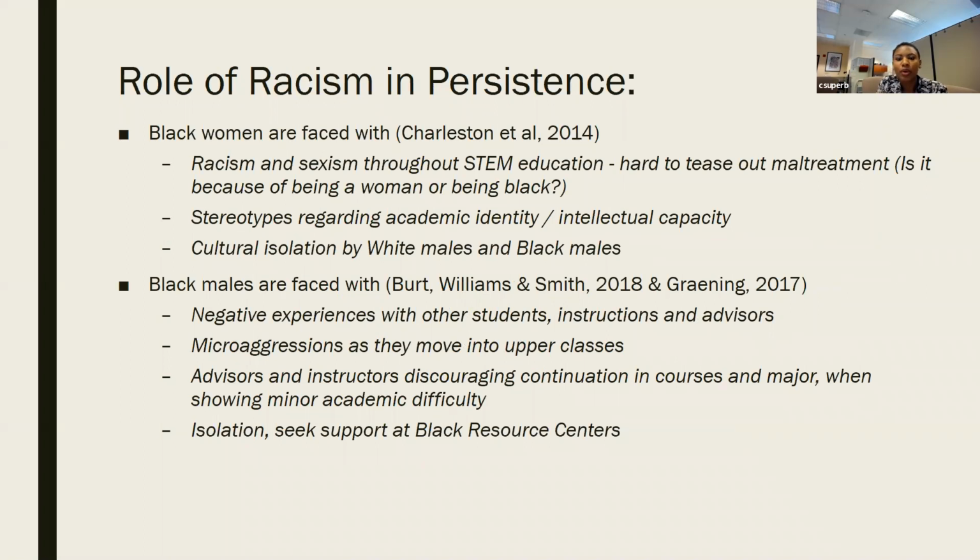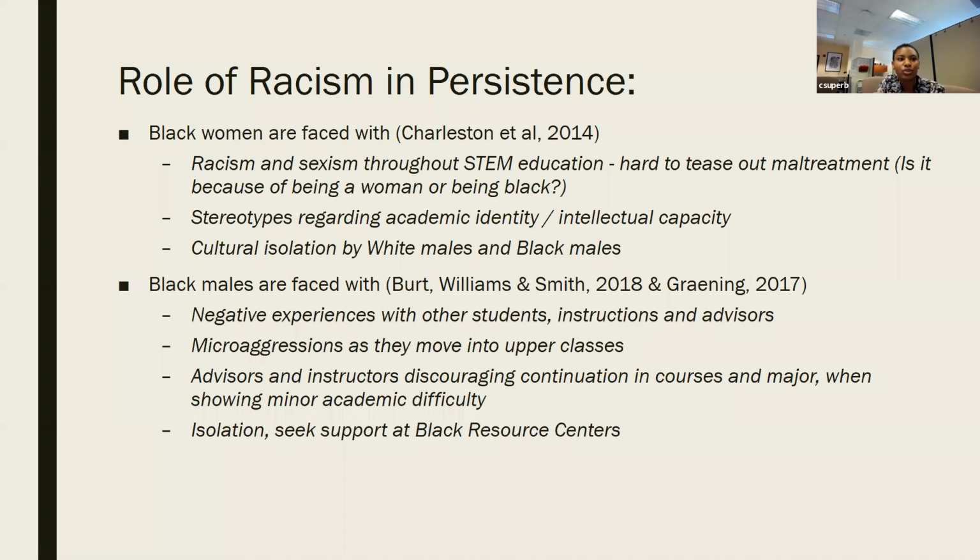And so when we look at race for Black women, we see that racism and sexism is something that they face together, and it's very hard for them to tease out, is it because they're Black or is it because they're a woman, right? And then they have to have stereotypes about academic identity.